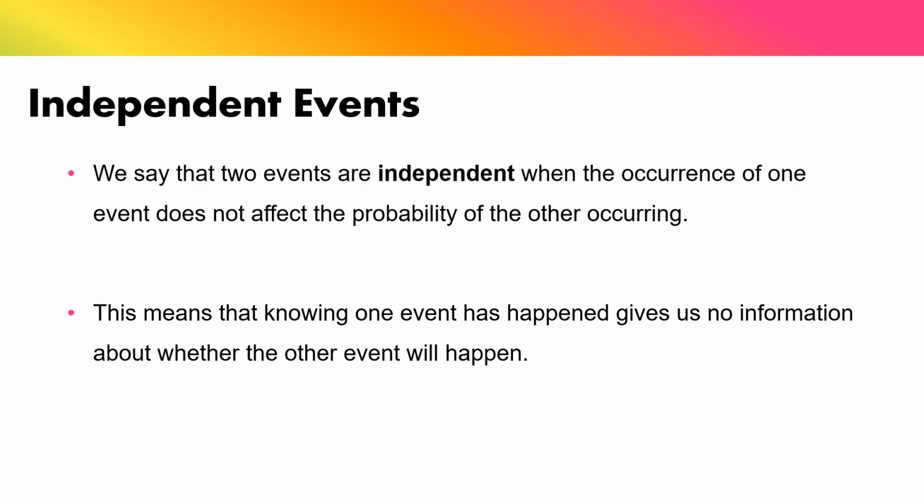A more informal version of that definition is what you're seeing down there at the bottom. Whenever two events are independent, this means that knowing that one event has happened gives us no information about whether the other event will happen. If you know that one thing has already happened, that has no bearing on whether the second event will happen or not.